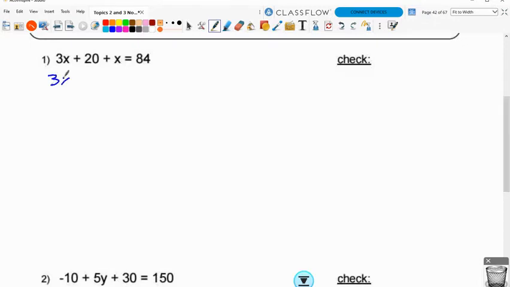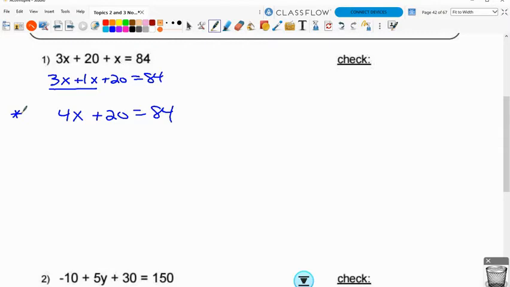So this is going to be the same as 3x plus 1x plus 20 equals 84. And now I can actually combine my 3x and my 1x, my two variable terms together. 3x plus 1x is going to be equal to 4x. Then bring down the plus 20 equals 84. And this right here now is a two-step equation.